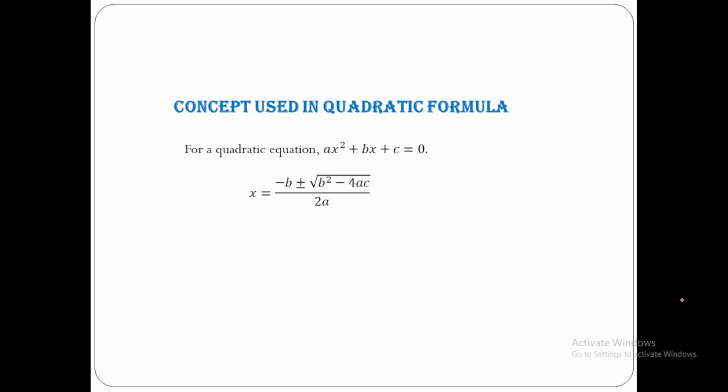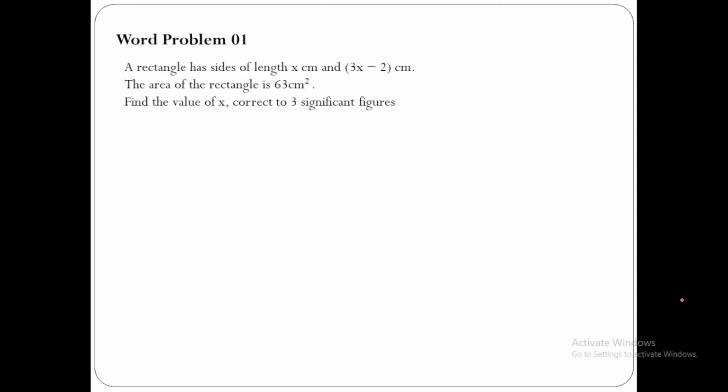Shall we proceed to the problem related to the formula? Word problem 1. The question is, a rectangle has sides of length x centimeter and 3x minus 2 centimeter, and the area is given as 63 centimeter squared. We have to find the value of x to three significant figures.